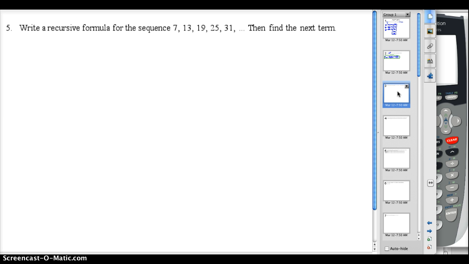Question 5, write a recursive formula for the sequence 7, 13, 19, 25, 31. Then find the next term. Well, remember, a recursive formula has 2 parts. It's got the first term, and then it says, what do we do to the term before it? Are we going to add something over here, or what are we going to do? So let's take a look here. What's happening? I think that's adding 6 to each of these.